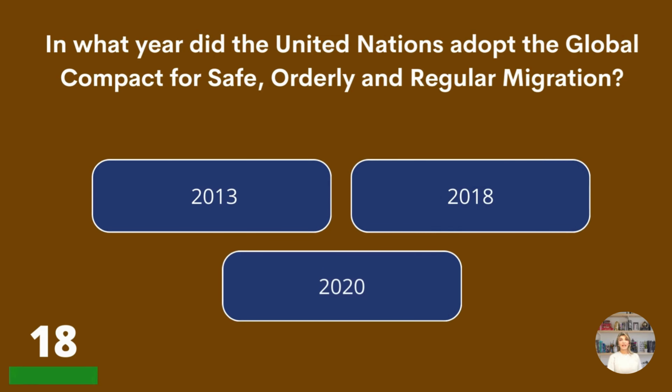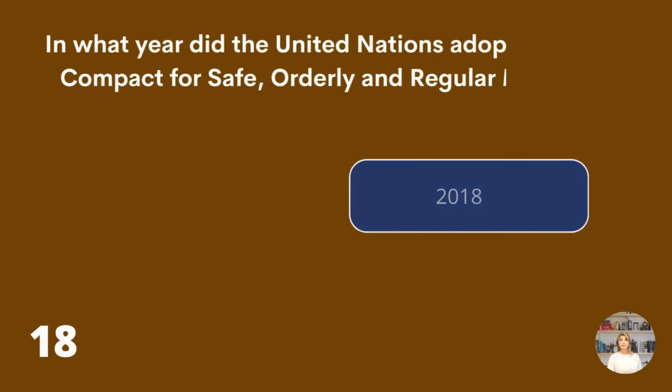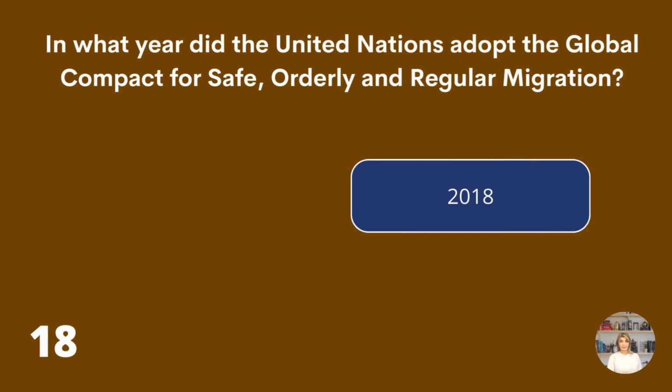In what year did the United Nations adopt the Global Compact for Safe, Orderly, and Regular Migration? 2013, 2018, or 2020? 2018.